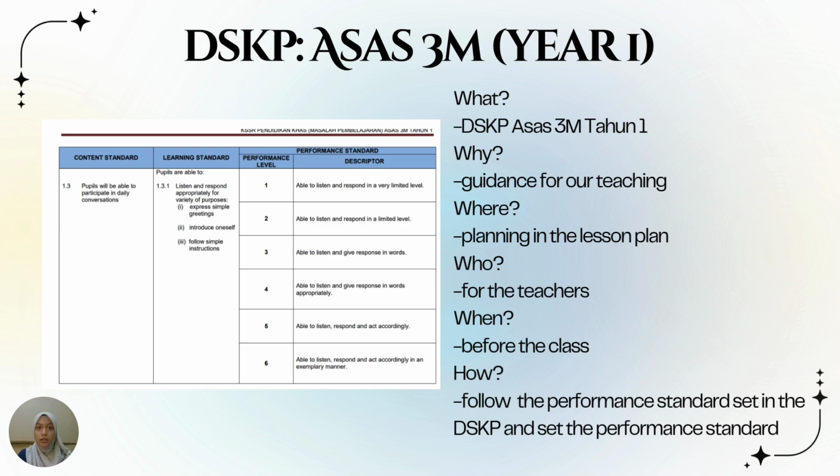So, why do teachers need to use the DSKP? It is guidance for our teaching that teachers should use in planning their lesson plan. When do teachers need to plan their lesson plan? They should plan their lesson plan before the class. And then how do teachers use the DSKP? Teachers follow the performance standard set in the DSKP. So for me, I set my performance level, which is 5. That is, students are able to listen, respond, and act accordingly.